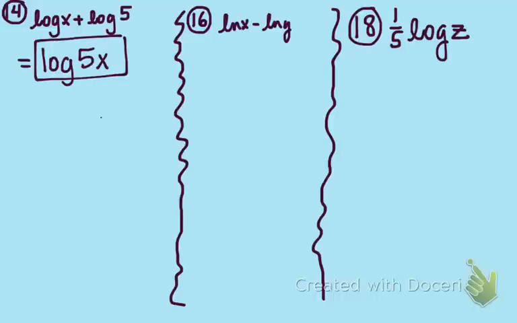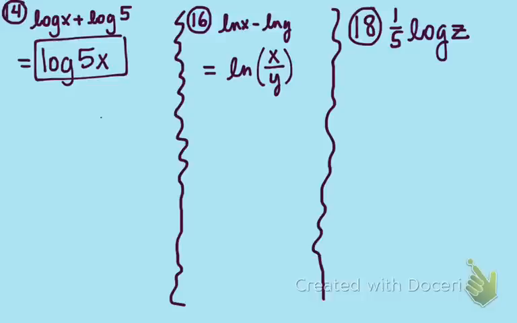Then we go to number 16, which is the difference between the natural log of x and the natural log of y. And we get a difference from a quotient, so we can rewrite this as the natural log of the quotient, x over y. Then we'll look at 18.